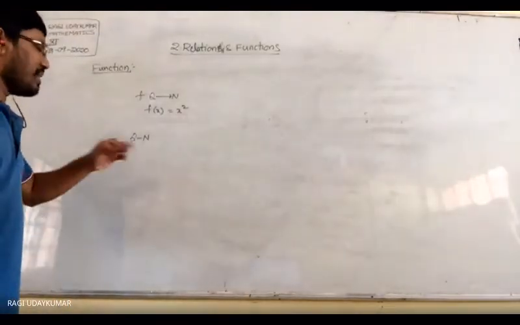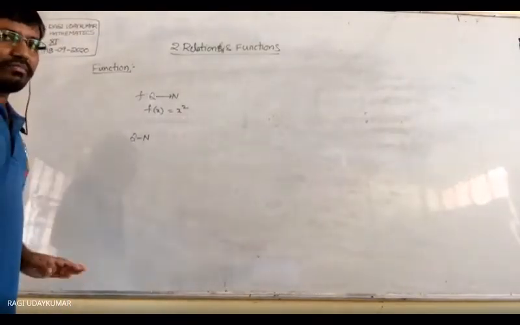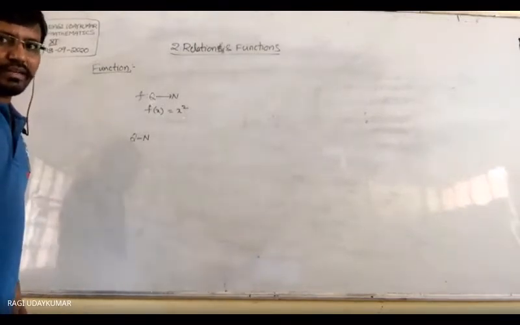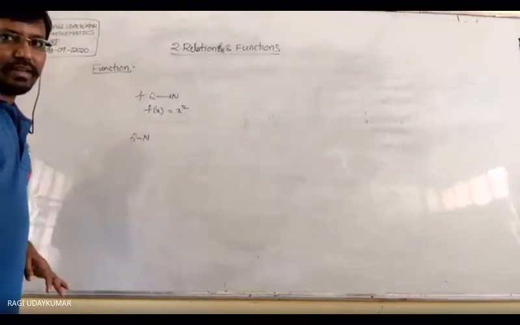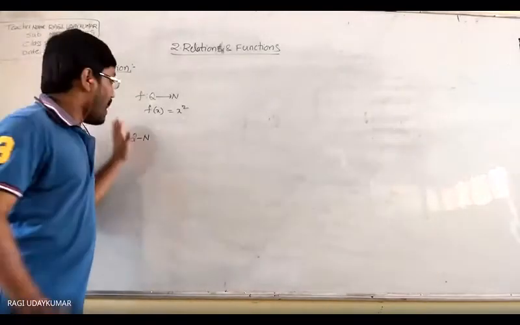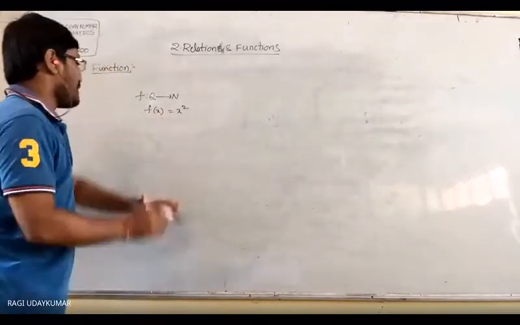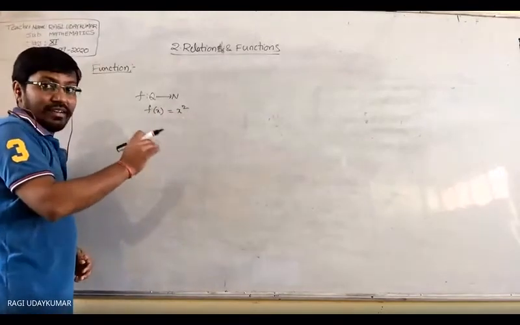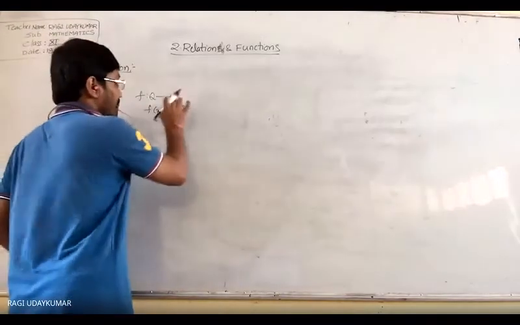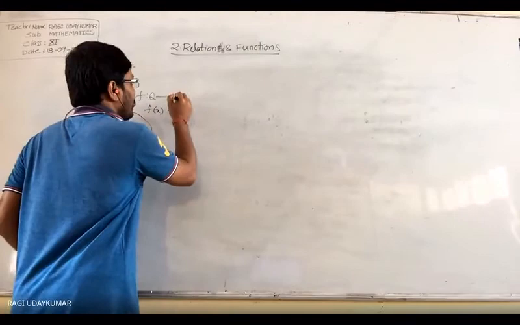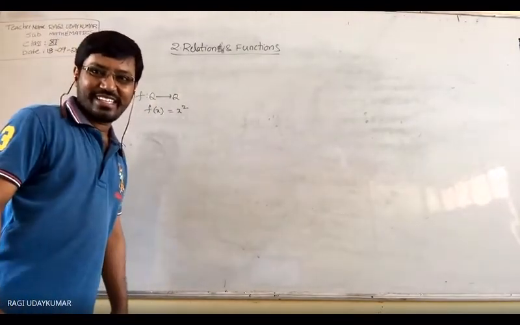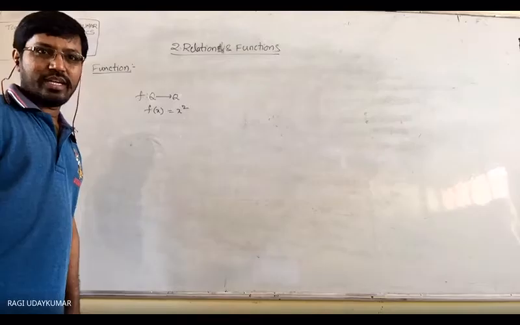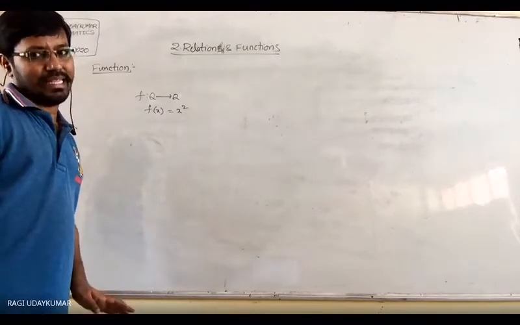Other than the natural numbers, any number you take, there is no square for it. There is no square in the given domain. Now in this situation, to make this a function, we have to change it, and then it becomes a function. Did you get my point? Yes, sir. That's all. Very simple thing.